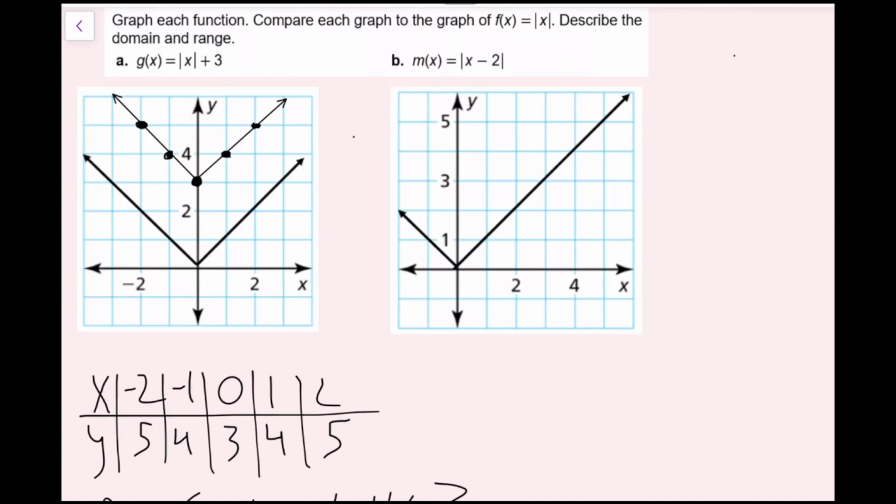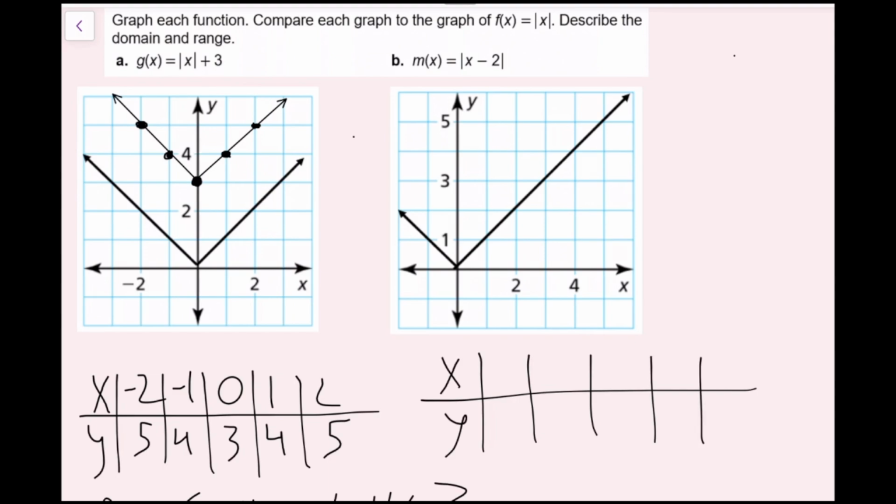For part B, I'm going to make another table. And I'm going to use a trick to find our vertex pretty easily. So this entire expression inside the absolute value operation, x minus 2, when this whole thing is equal to 0, that is going to be my x value of the vertex. So I'm going to set x minus 2 equals 0. If I add 2, I get x equals 2. So that's the point I'm going to put in my middle.